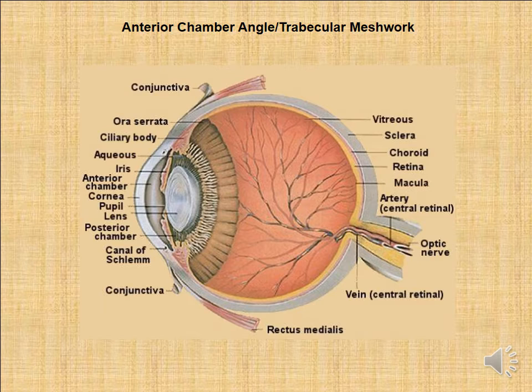And other structures that surround the pupil and the iris are called the anterior chamber angle and the trabecular meshwork.